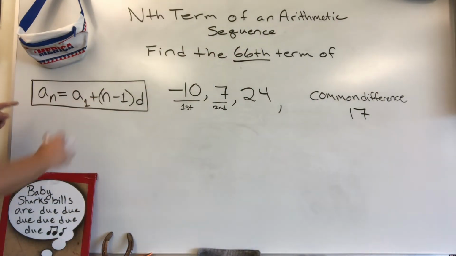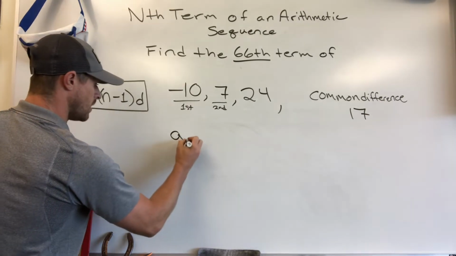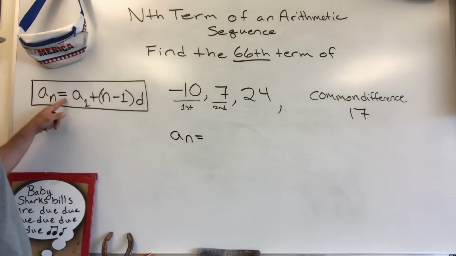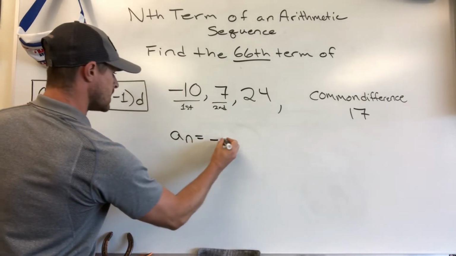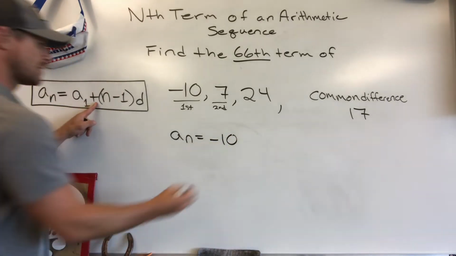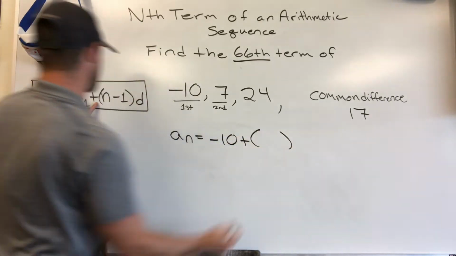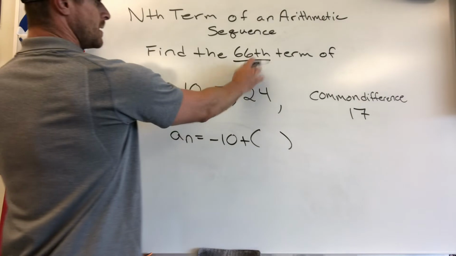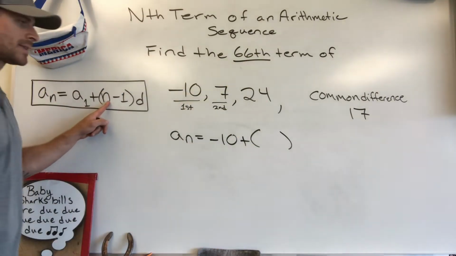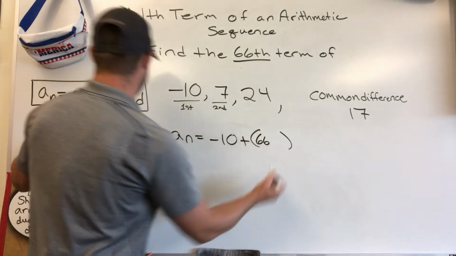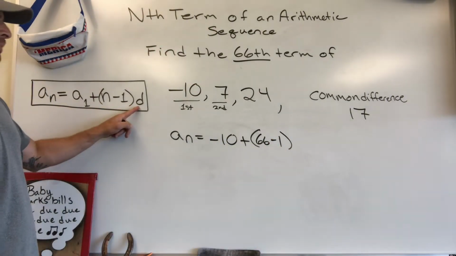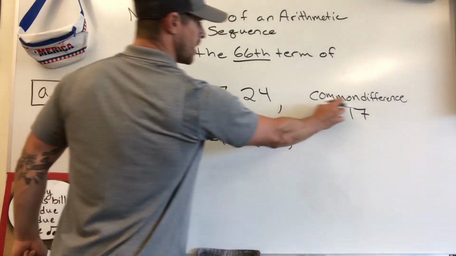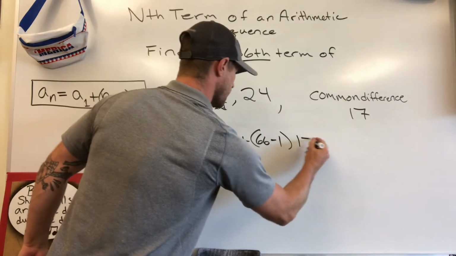So let's just write this out. We've got AN, which is going to be our answer or our result, equals our first term. A1 represents our first term. What's our first term? Negative 10. So we're going to say negative 10 plus, in parentheses, N is being represented by what term we are trying to get to. In this case, it's 66. We're going to take one away. And then we need to multiply by D, which is our common difference of 17 here.